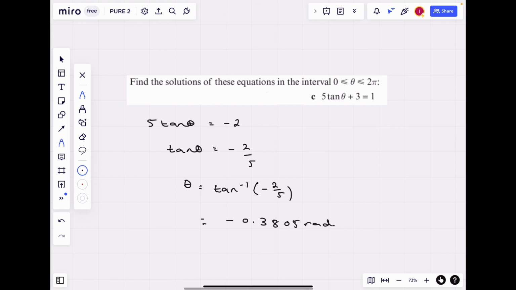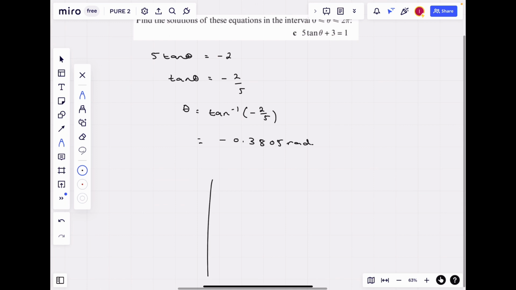So we want to use the CAST diagram, do the reflections, and then take it from there. So drawing the CAST diagram, 0, 2 pi, pi over 2, pi, 3 pi over 2. And now we're going to do minus 0.3805, which is going to be somewhere there. Minus 0.3805. Tan reflects straight through. So it's going to go something like that, where this is also 0.3805.